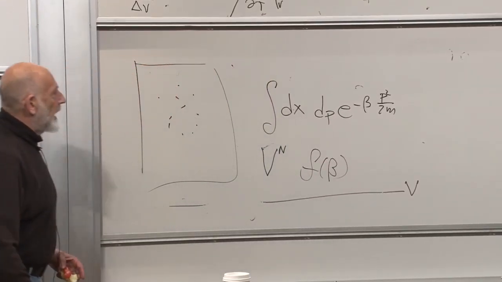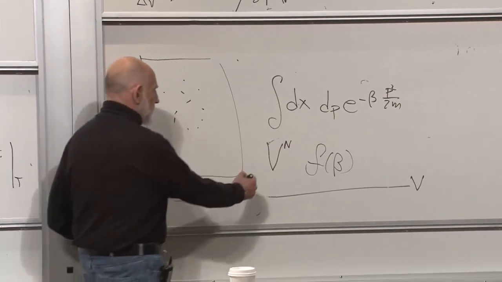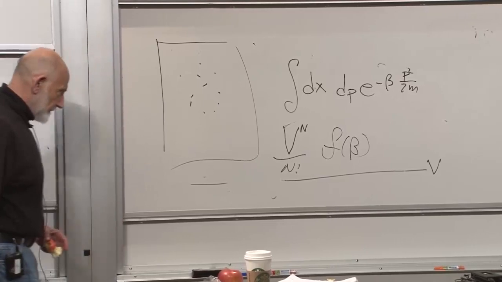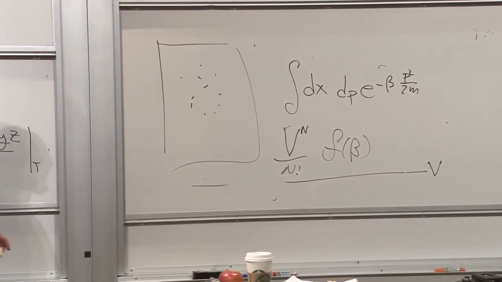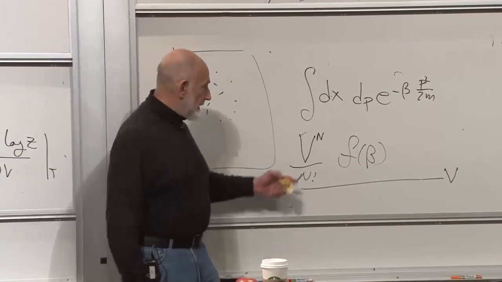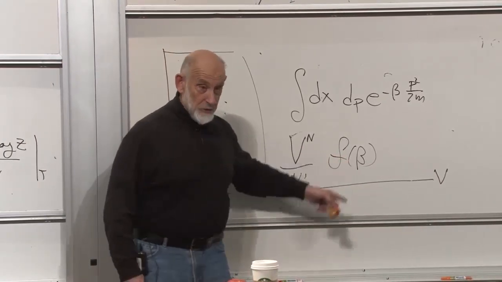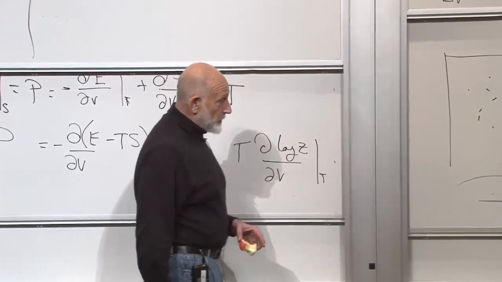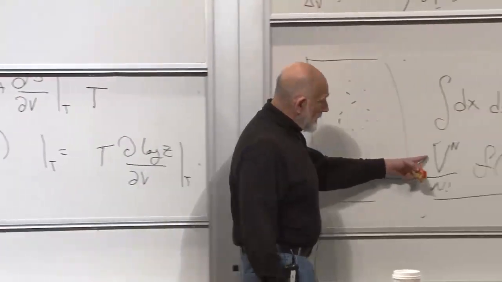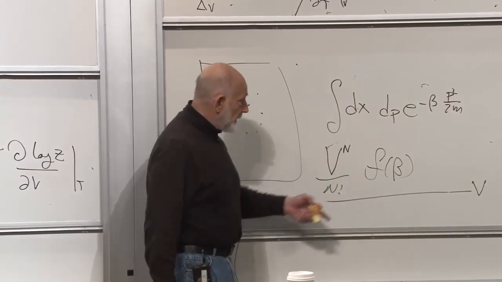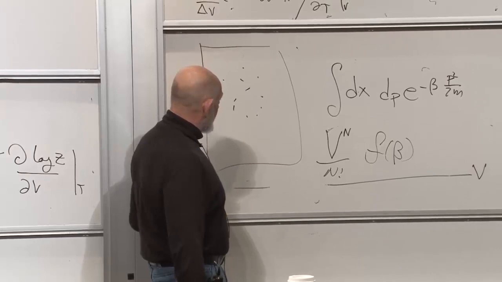We either may or may not stick in the factor of N factorial in the denominator; that doesn't make any difference. The reason is that we have to calculate the logarithm of Z, and the logarithm of Z is going to be a sum of two terms. All right, so let's work out the logarithm of Z.